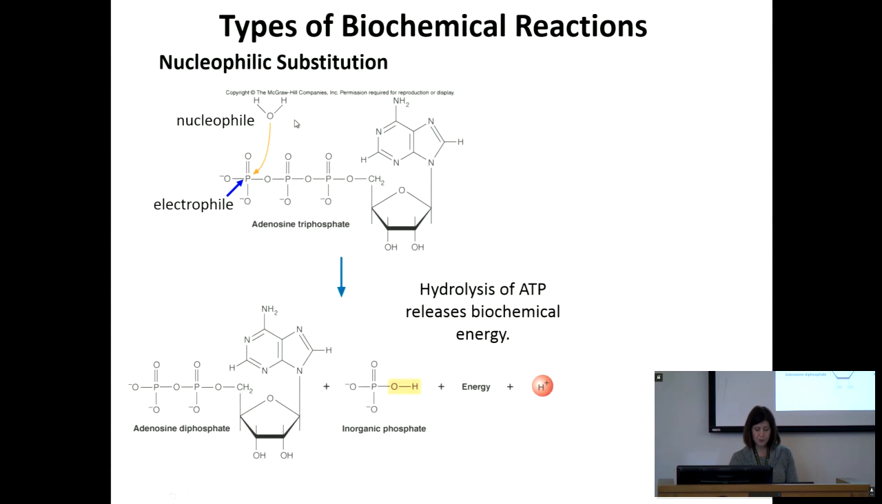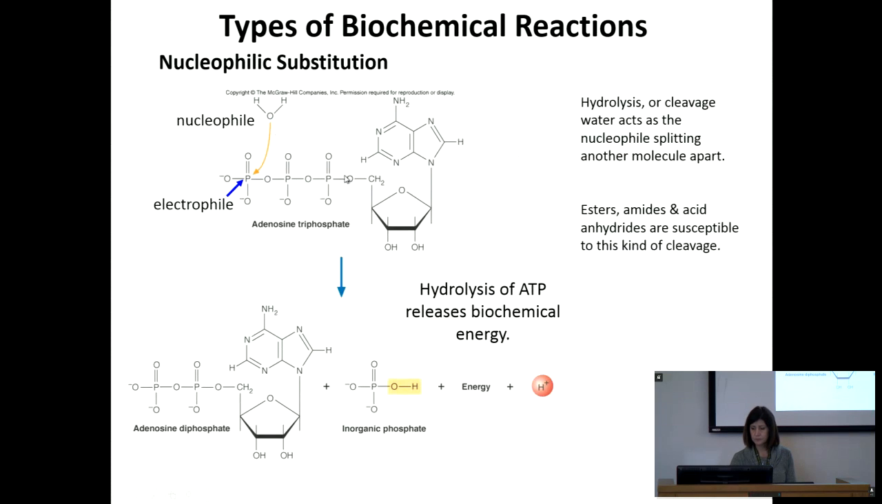Hydrolysis is another example of nucleophilic substitution. Hydrolysis, very generally, is the breaking apart of a molecule using water. And so the lone pairs on the oxygen in water are going to be doing the attacking. So we're hydrolyzing the phosphate, one of the three phosphate groups, off of ATP, and we're using water as a nucleophile. Again, the phosphorus is the electrophile. Esters, amides, and anhydrides, and this is an anhydride, are susceptible to this kind of attack.